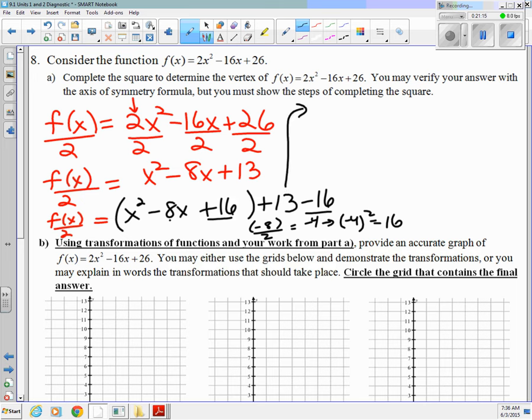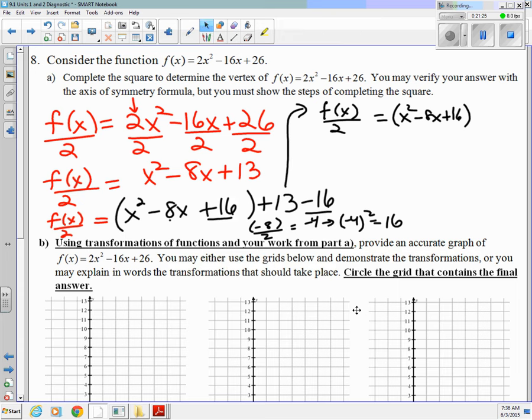So what does that do for us? Well, now I have f of x over 2 equals x squared minus 8x plus 16. And then I can simplify 13 minus 16 into negative 3.